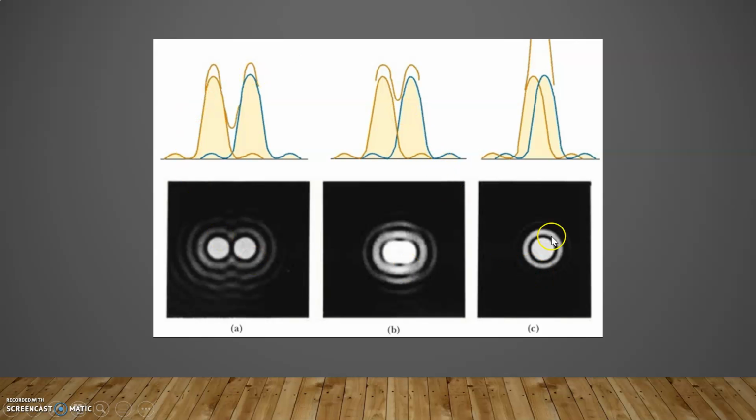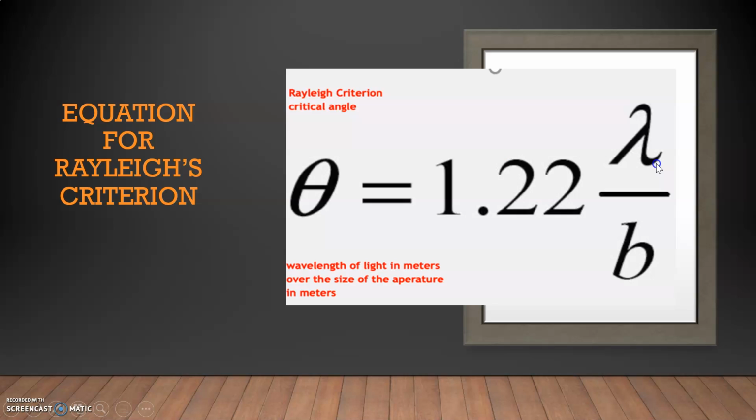And this is just a quick slide of what I just said. A would be well resolved because the central maxima are not overlapping. B would be limitedly resolved, and that's when we use the Rayleigh criterion to figure out what this alpha might be. And this is not resolved at all.